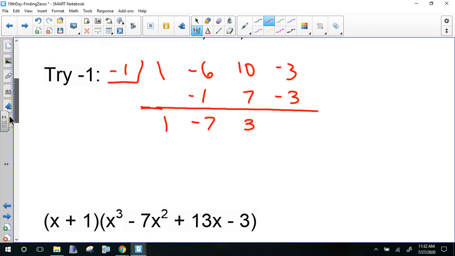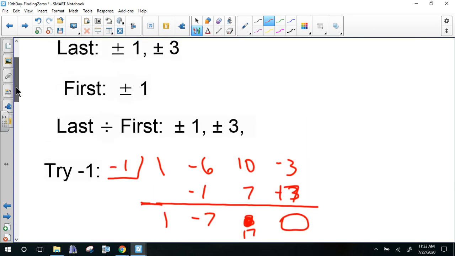Make sure my signs are right. Oops. I got to add here. So that's going to be a 17. And negative 1 times 17 is 17. And that's going to leave me with a big remainder. So negative 1 doesn't work.